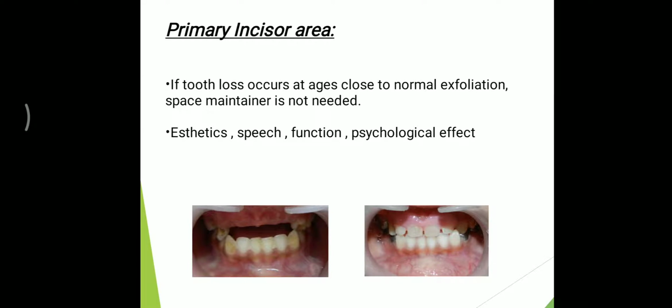So now let's see about the primary incisor area. If tooth loss occurs at an age close to the normal exfoliation, a space maintainer is not needed at all. And the concerns are aesthetics, speech, function, and psychological effects.